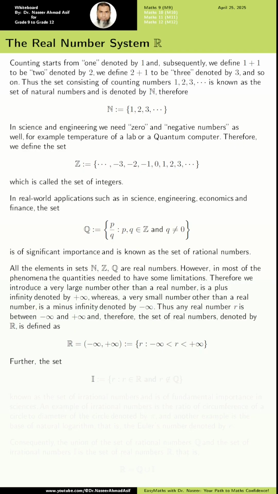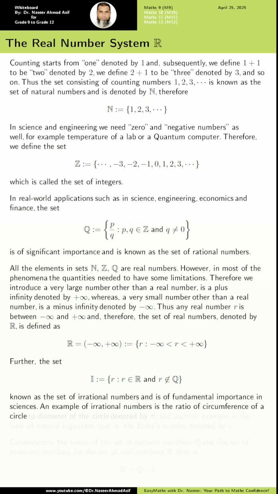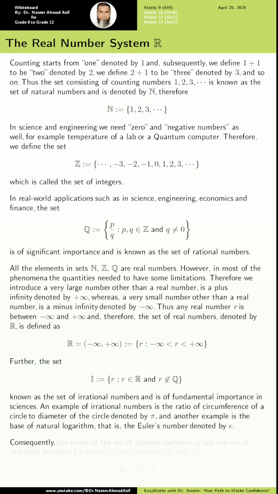Further, the set I is defined as R such that R is a real number and R is not a rational number, known as the set of irrational numbers, and is of fundamental importance in sciences. An example of an irrational number is the ratio of the circumference of a circle to the diameter of the circle, denoted by pi, and another example is the base of the natural logarithm, that is the Euler number, denoted by e. Consequently, the union of the set of rational numbers Q and the set of irrational numbers I is the set of real numbers R, that is R is equal to Q union I.